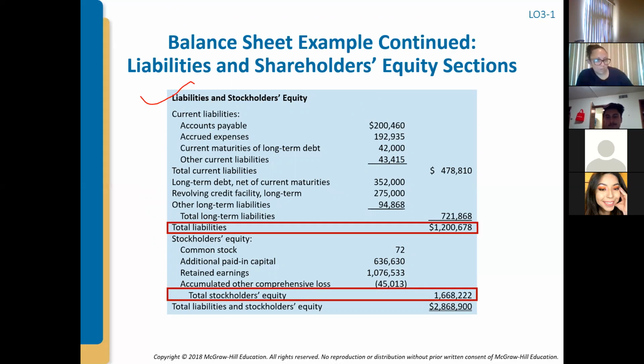And here are the liabilities and stockholders' equity. Again, we have current liabilities. So this means that we need to pay these liabilities within 1 year, meaning within 12 months, or within the operating cycle, whichever is longer. Then we have long-term debt, revolving credit facility, and other long-term liabilities. So total long-term liabilities, and here is the total liabilities. And here we have the common stock, additional paid-in capital, retained earnings, accumulated other comprehensive income or loss. So finally this is our liabilities and stockholders' equity.